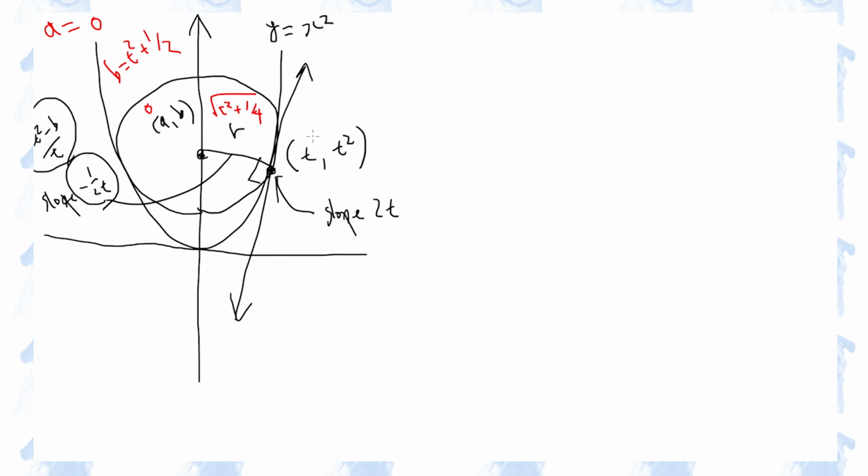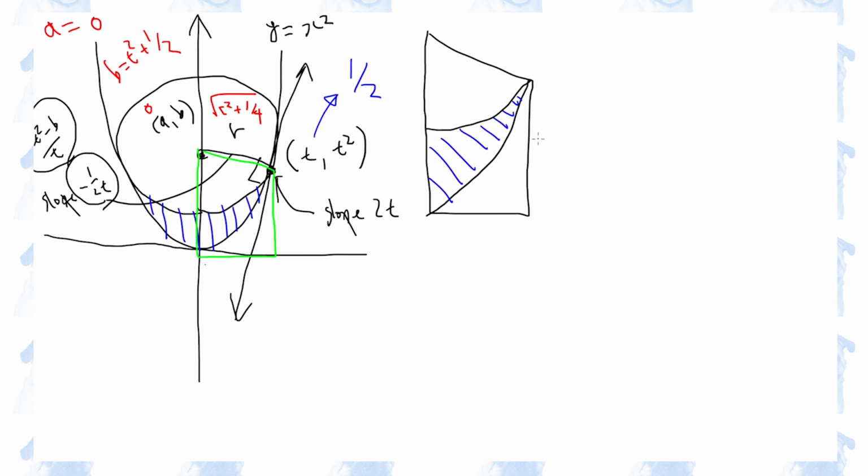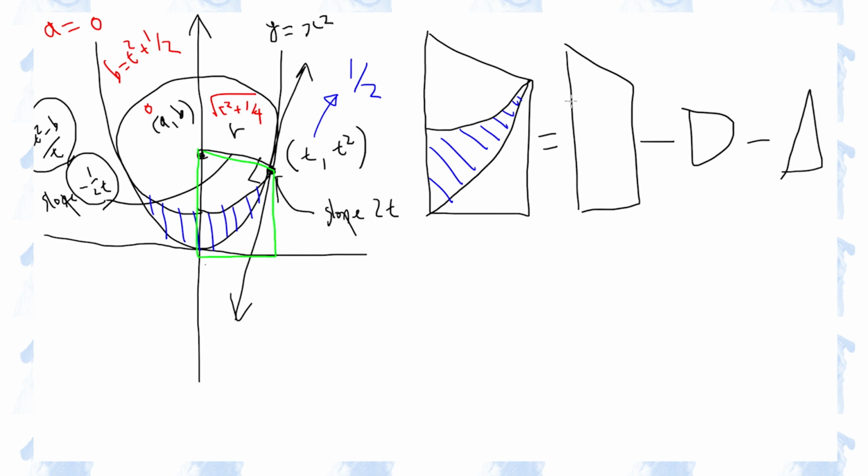So in this question, we are told that the value of t is 1/2, and we need to find the area here. I looked at this trapezium here. So we are basically calculating the trapezium minus the sector minus the area under the curve. So let's first of all calculate the area of the trapezium here.